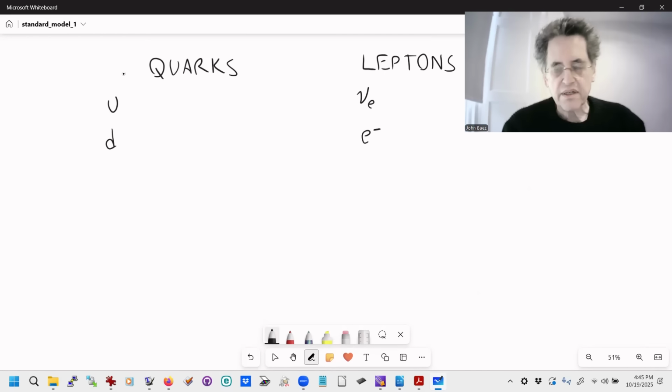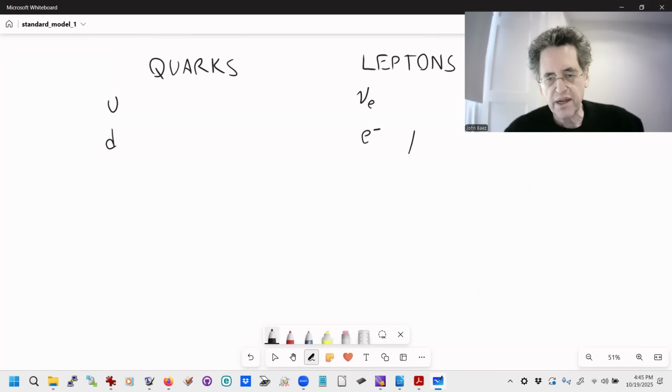But as people continue doing particle experiments, they discovered various other particles, which is why I'm leaving a lot of room in these charts. First, they discovered that in addition to the electron, there's another particle very similar to the electron, but 207 times heavier, called the muon.